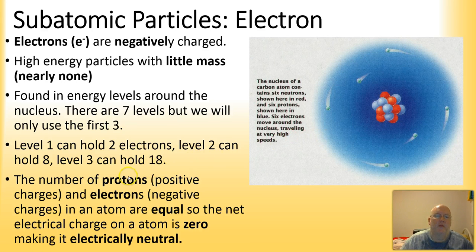In every atom, the number of protons equals the number of electrons. So for example, in this carbon atom, there are 6 protons. There are also 6 electrons. Since protons are positive and electrons are negative, the 6 and 6 balance out, and atoms are electrically neutral. All atoms on the periodic table are electrically neutral.